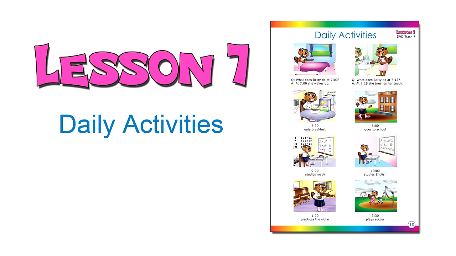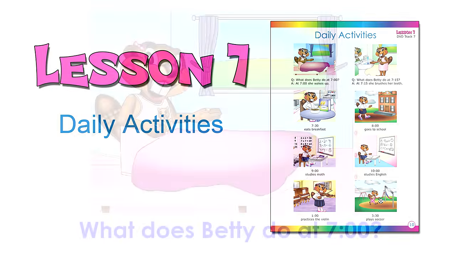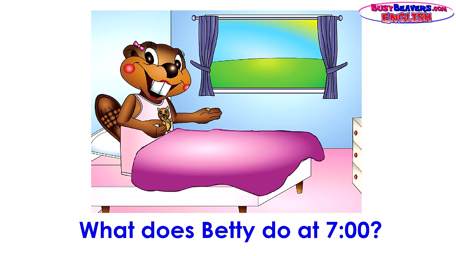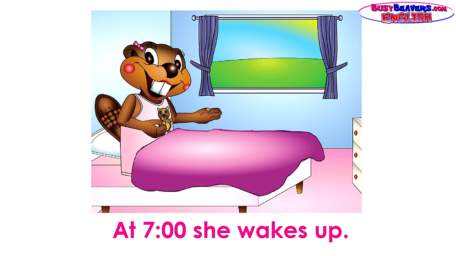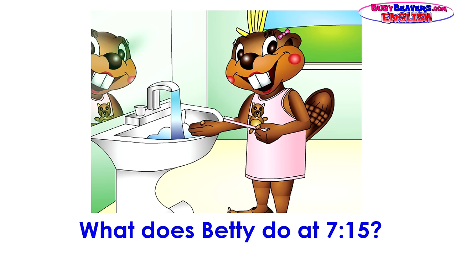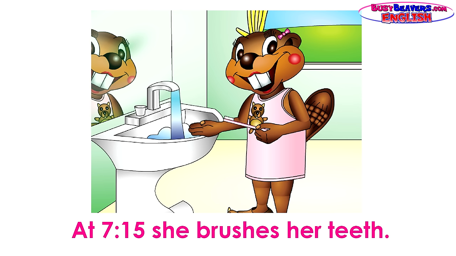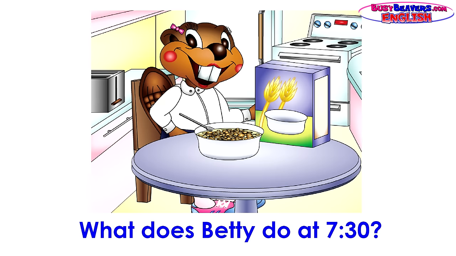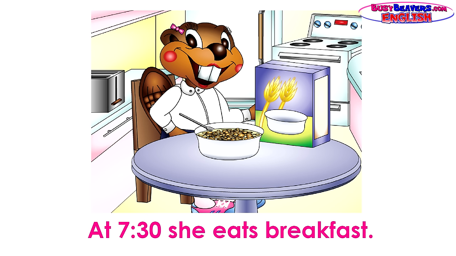Lesson 7. Daily Activities. What does Betty do at 7 o'clock? At 7 o'clock, she wakes up. What does Betty do at 7:15? At 7:15, she brushes her teeth. What does Betty do at 7:30? At 7:30, she eats breakfast.